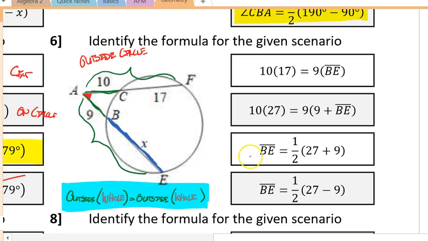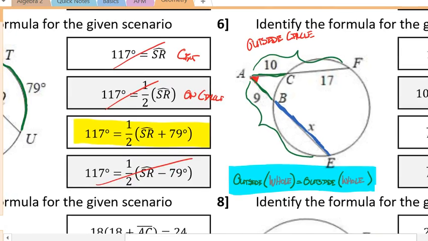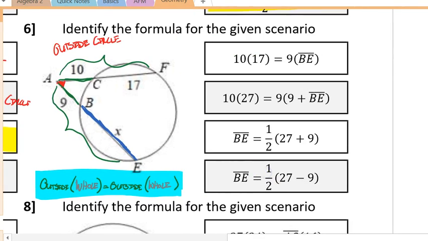Well, let's go ahead and take a look at our different formulas. We see that these last two look like we're trying to find an angle measure from the previous one, so I'm going to cross off the last two because they look like our angle formulas. So the question is, which of these formulas does this outside times whole equals outside times whole?